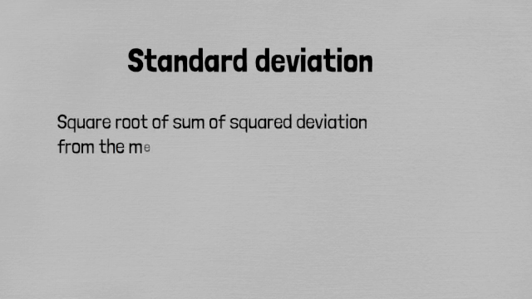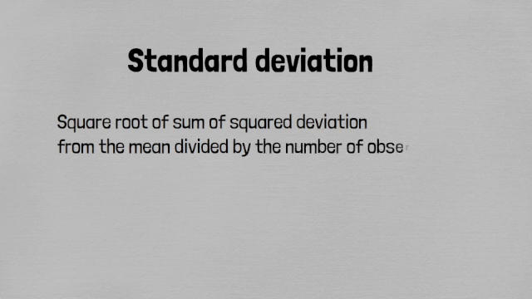Standard deviation is the most commonly used measure of dispersion. It is the square root of the sum of squared deviations from the mean divided by the number of observations. Standard deviation is outside the scope of this lecture and will be discussed in subsequent videos.